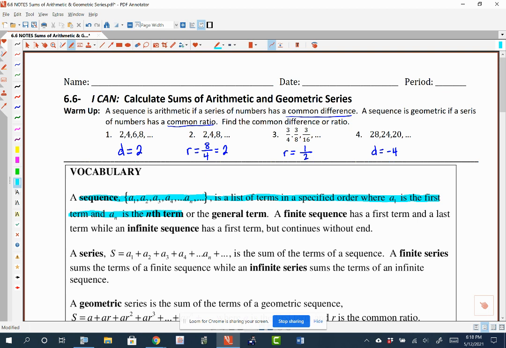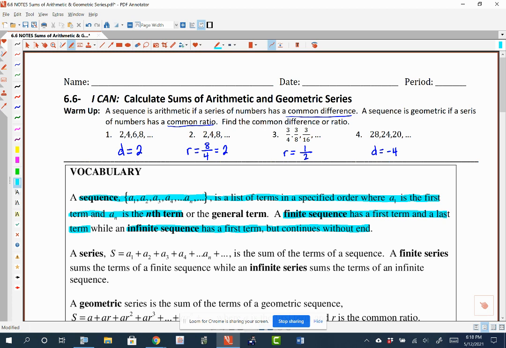A finite sequence has a first term and a last term. In the warm-up that was given, all of these went on past what we could see, so we weren't dealing with a finite sequence. We were dealing with an infinite sequence. It has a first term, but it's going to continue without end.